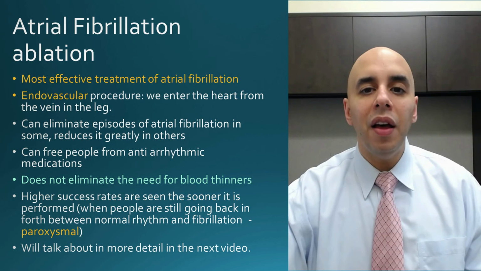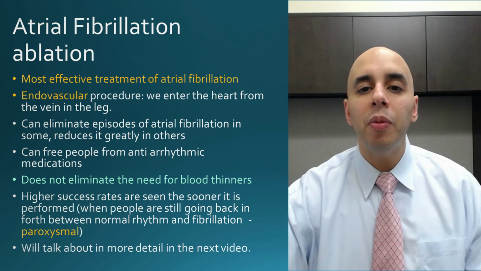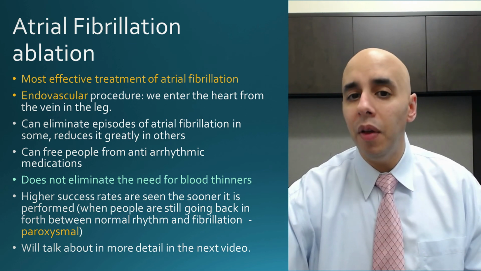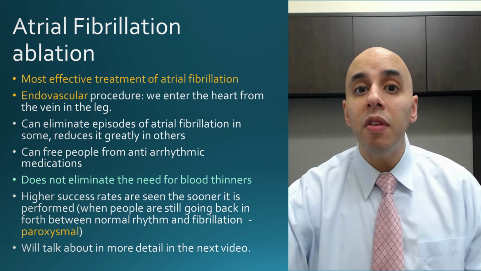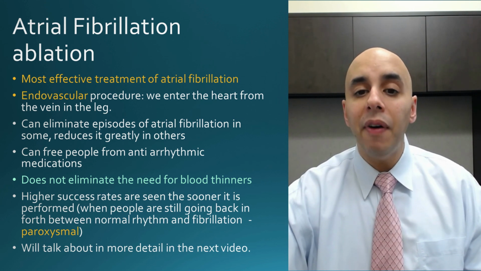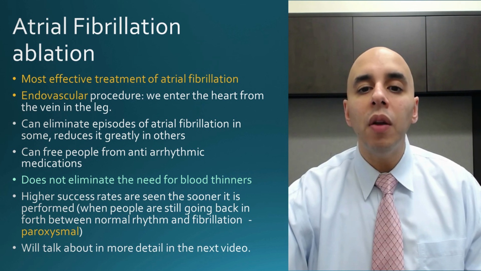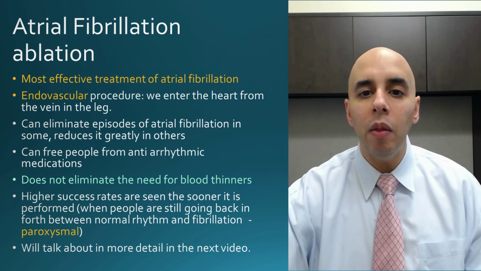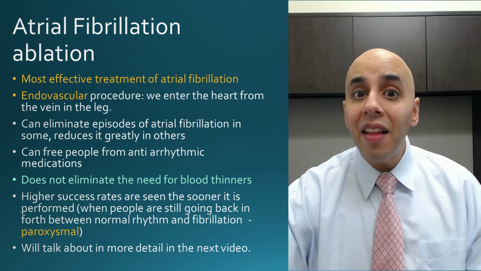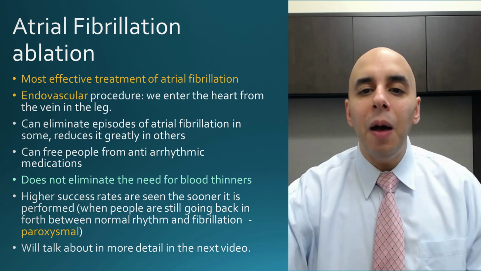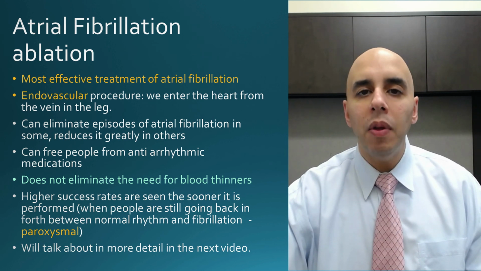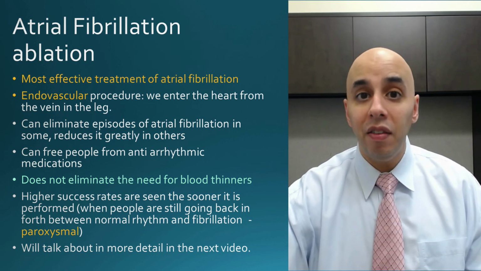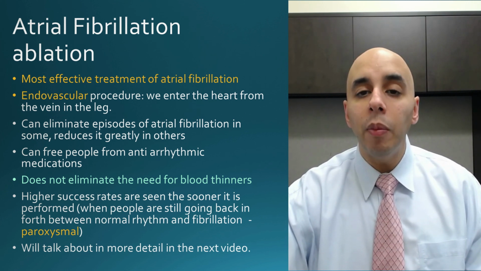We'll talk about the most effective treatment, atrial fibrillation ablation, in the next video, but briefly, it's a procedure where we go in through the vein, we enter the heart, we modify where atrial fibrillation comes from. And for some people, it can eliminate their episodes, and other people, it can greatly reduce it. We'll talk about success rates and talk about that in a little bit more detail. It does not eliminate the need for blood thinners. And one thing that we'll mention in the next video, but it's something you should know, you will have a higher chance of success intervening early with atrial fibrillation ablation. So we'll talk about that a little bit more.